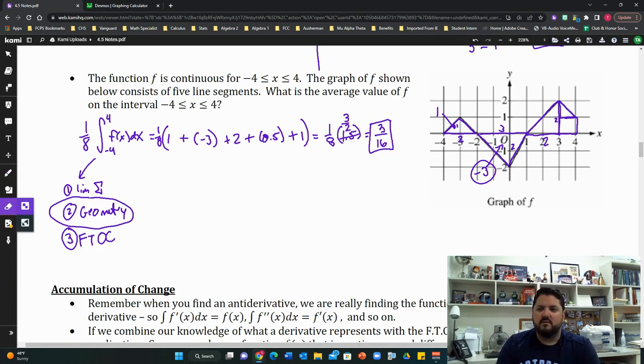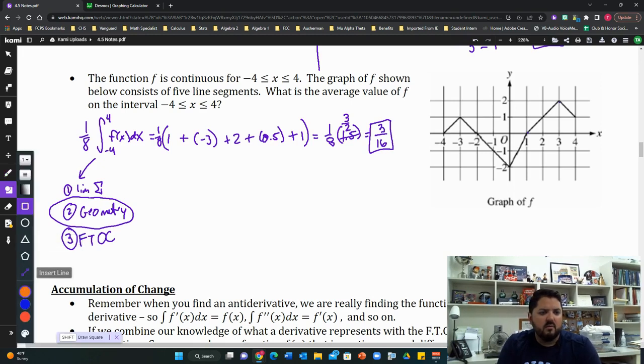If I clear off all of this, the fact that we have a positive average value means that more often than not, this function is positive in its value. Another way of thinking about it is more of the interval from -4 to 4 is spent above the x-axis than it is below the x-axis. So 3/16 would be, let me use the line, right about here, about a quarter of the way through. That represents the average value of y for this function across this interval.